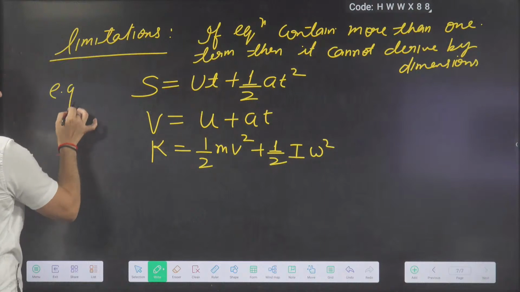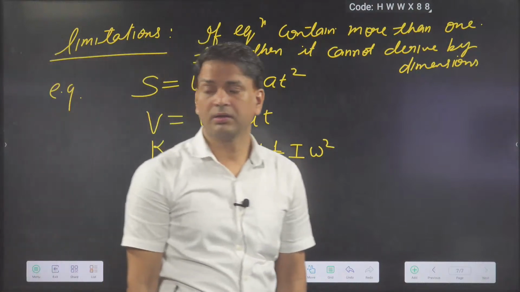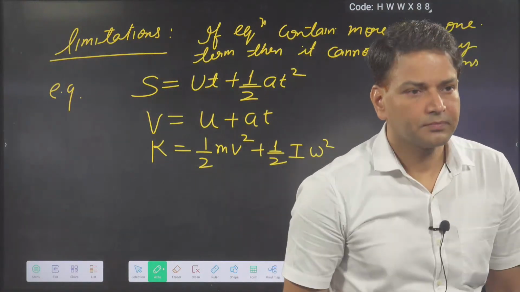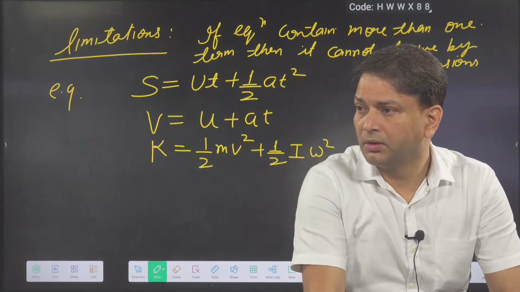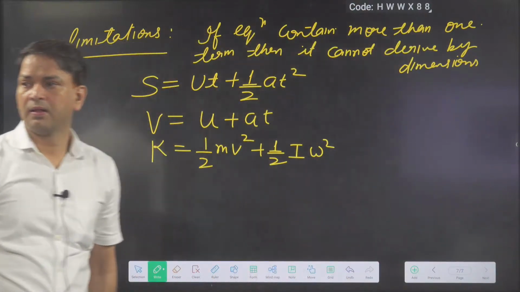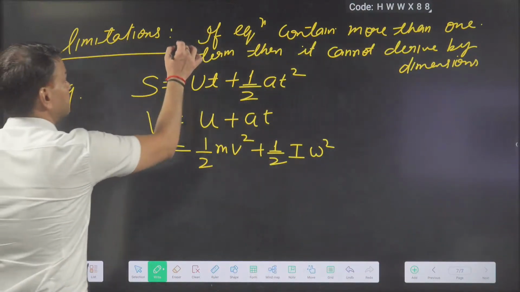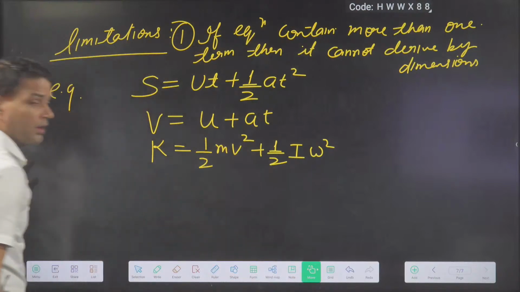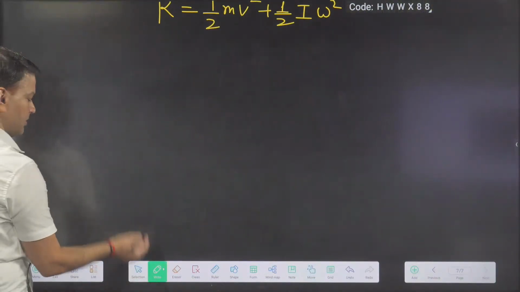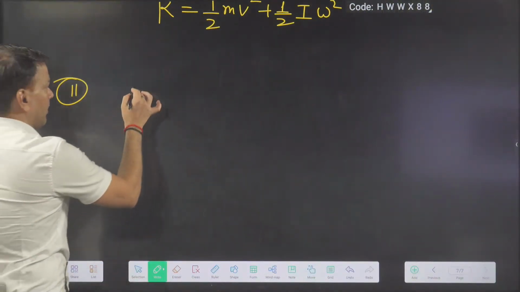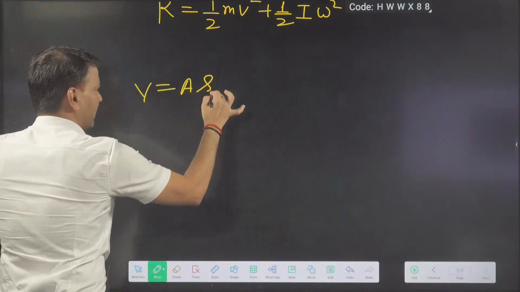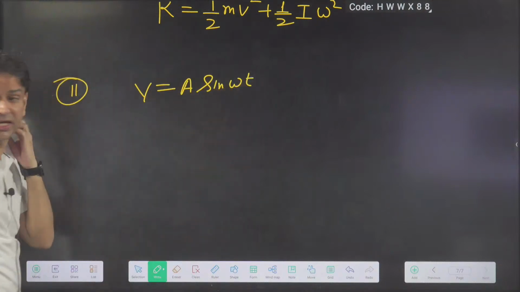Okay, for example, like this. Everybody got? Second thing, suppose I am saying y is equal to a sine omega t. This equation I gave, okay?